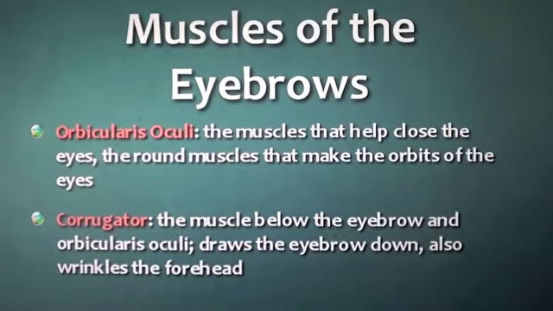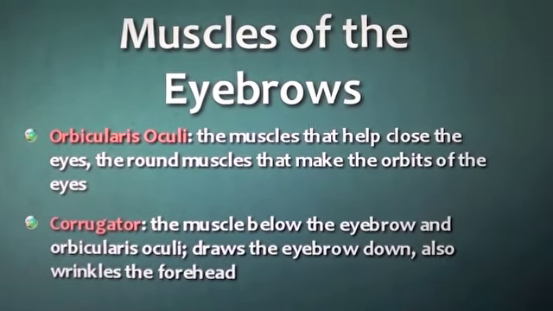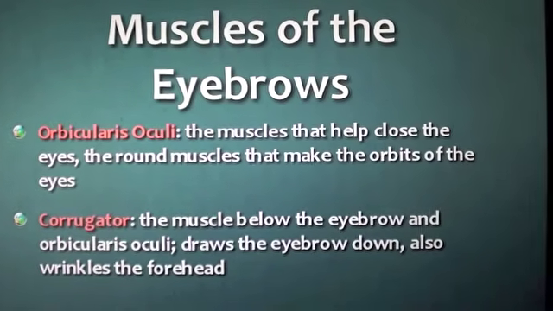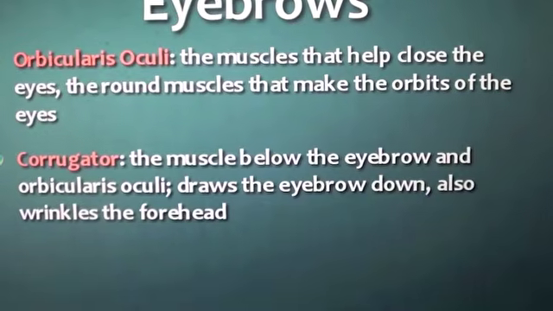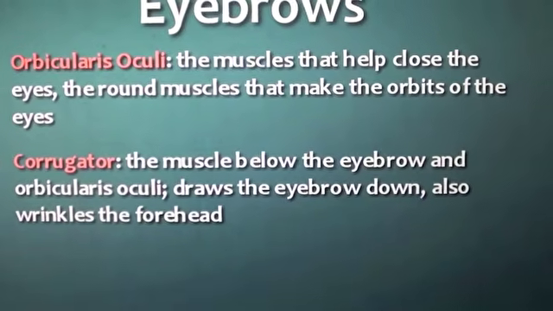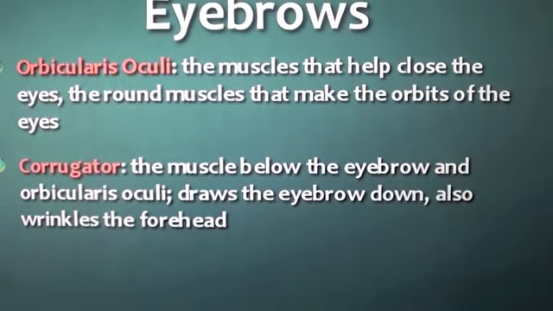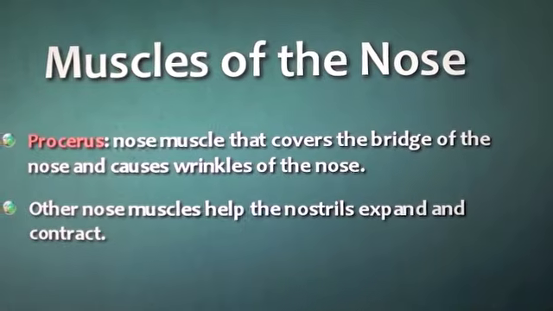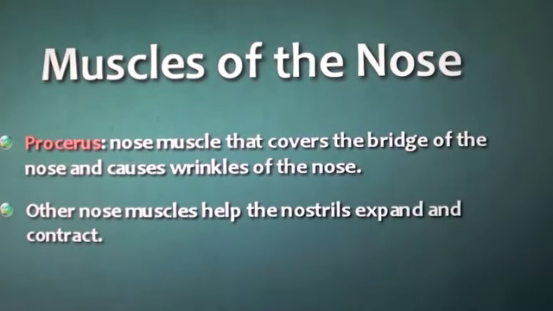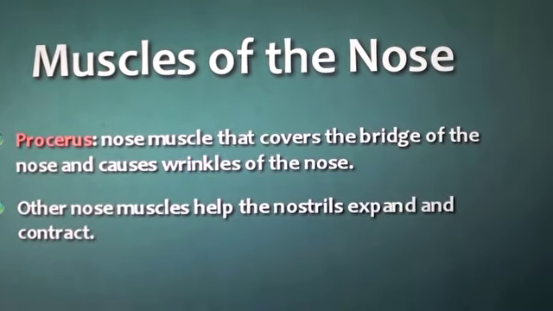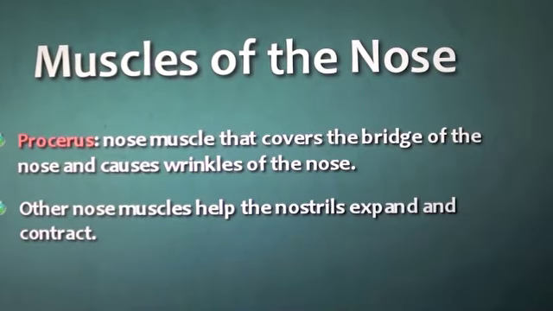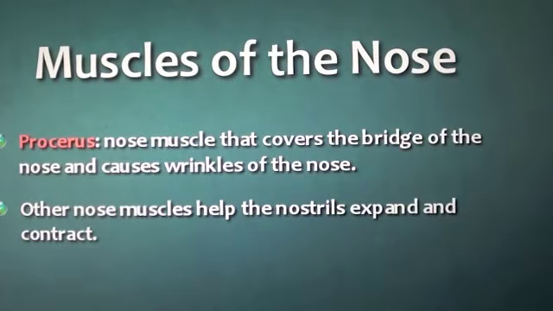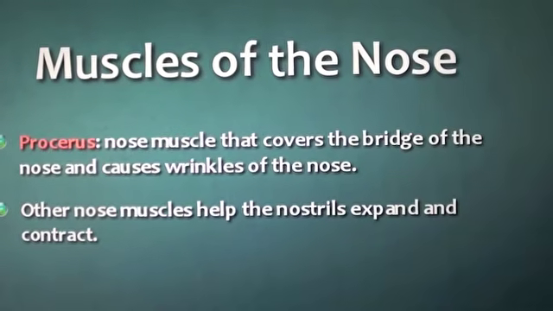Muscles of the eyebrows. Orbicularis oculi, the muscles that help close the eyes, the round muscles that make the orbits of the eye. Corrugator, the muscle below the eyebrow, and orbicularis oculi, draws the eyebrow down, also wrinkles the forehead. Muscles of the nose. Procerus, nose muscle that covers the bridge of the nose and causes wrinkles of the nose. Other nose muscles help the nostrils expand and contract.